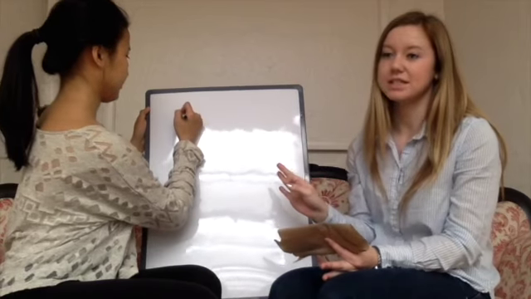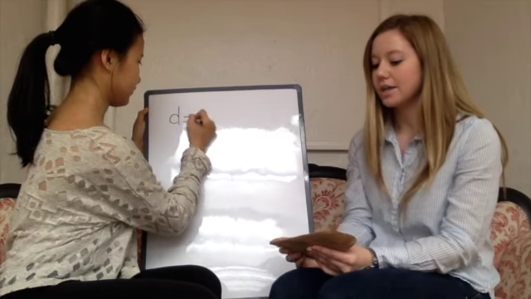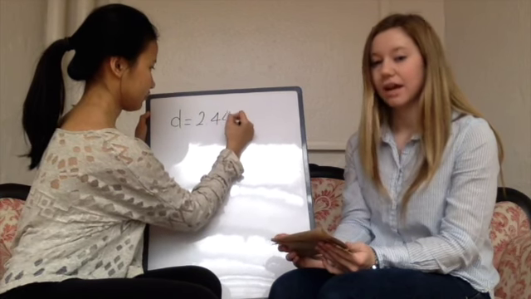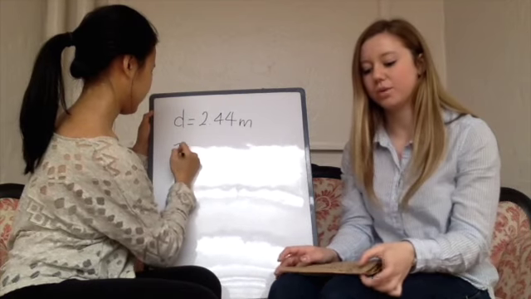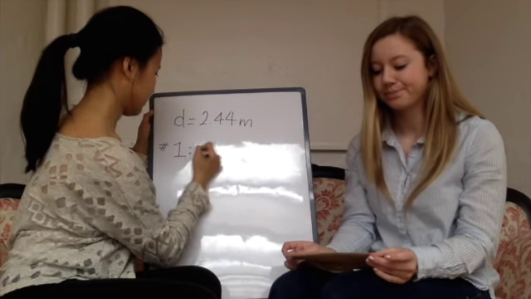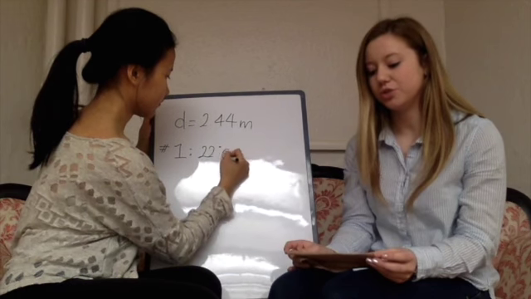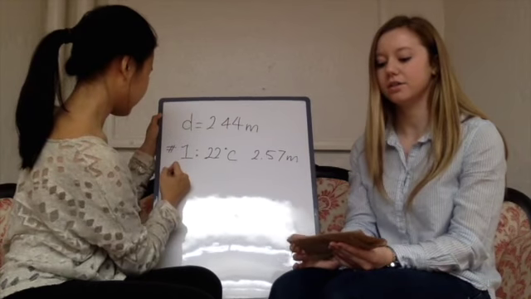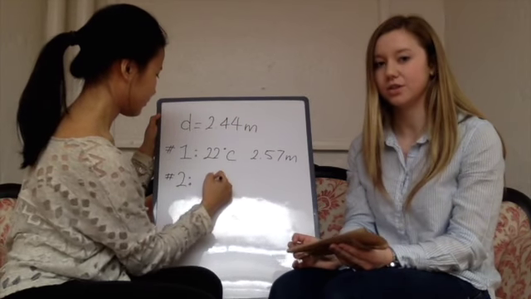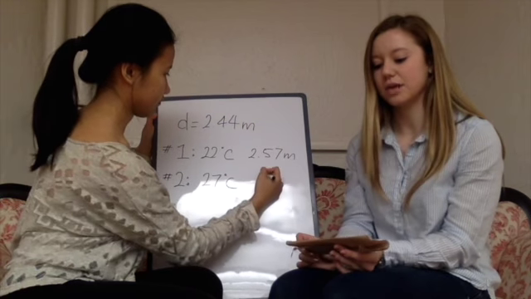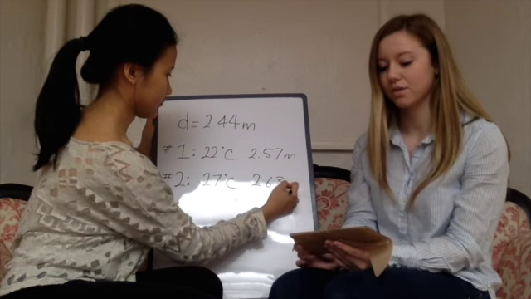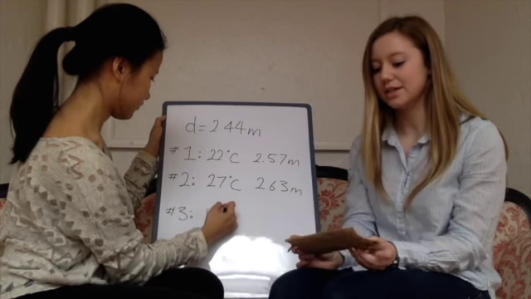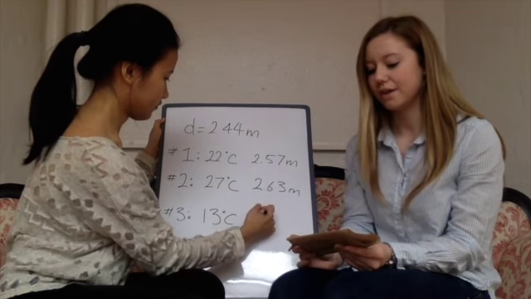So the actual distance that we measured with the measuring tape was 2.44 meters. And then our trial 1, which was the room temperature, was 22 degrees Celsius, and the device measured 2.57 meters. Our second trial was the hot trial, and it was 27 degrees Celsius, and the device read 2.63 meters. And then our third trial was the cold trial, 13 degrees Celsius at 2.56 meters.